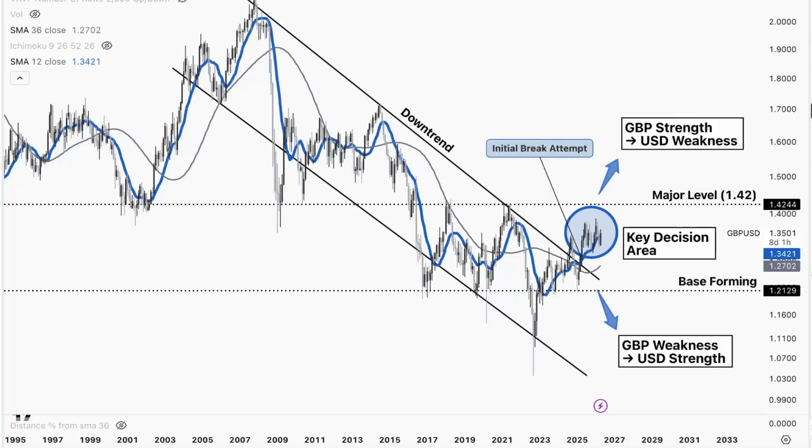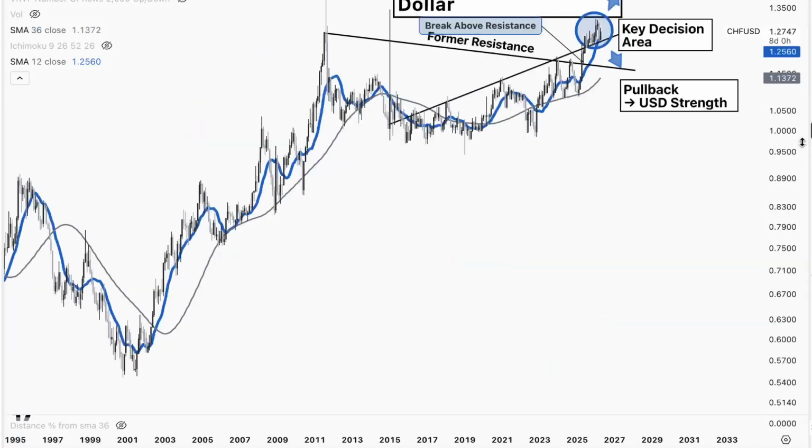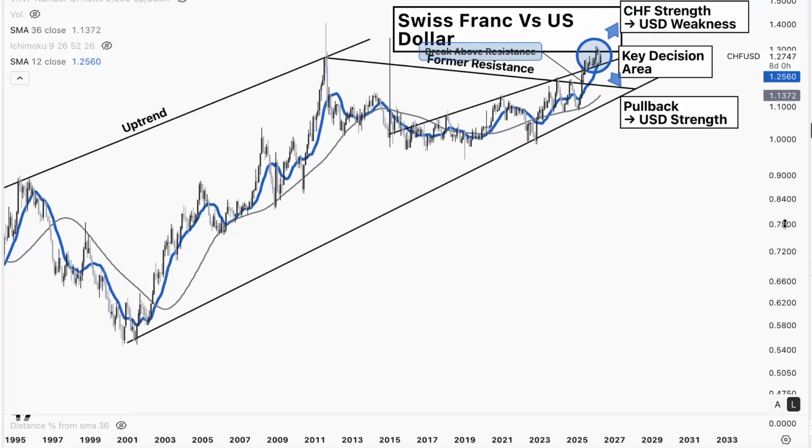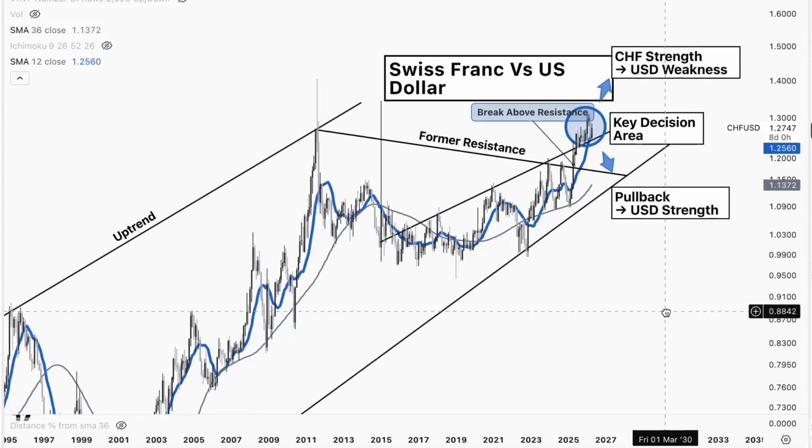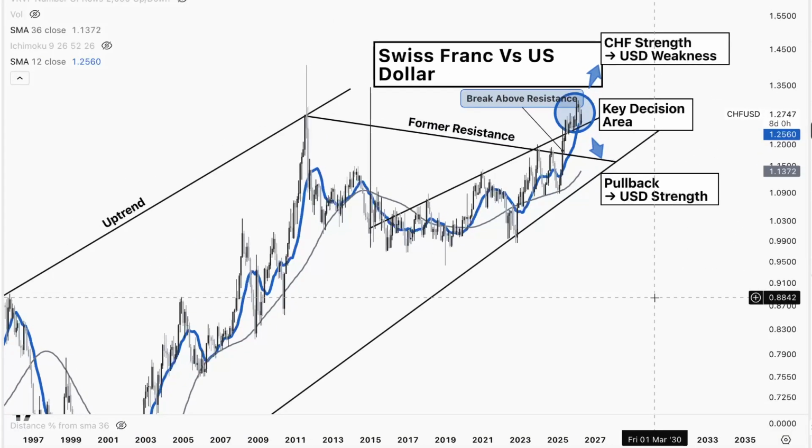Now we'll move on to the Swiss franc USD. So think of this as a safe haven currency, similar to gold. Right now it's already moving higher after breaking resistance. If it keeps going, this supports the idea of a weaker dollar. If it pulls back, that could signal short-term dollar strength.